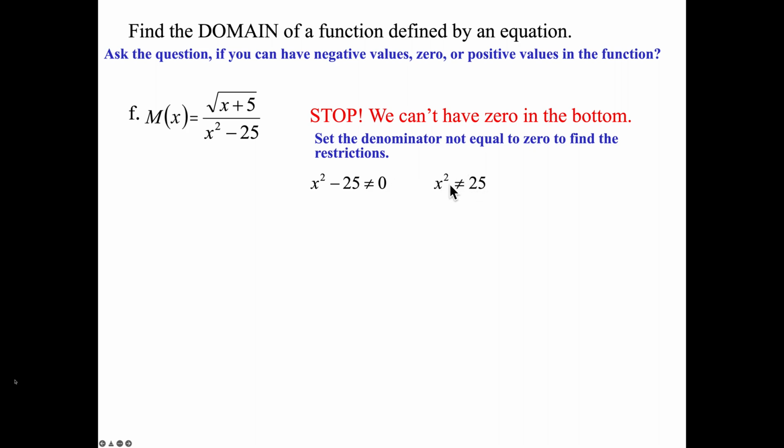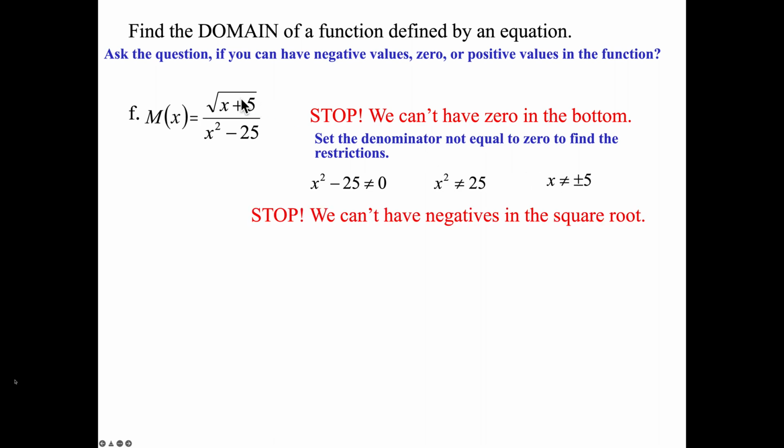Well, there's two numbers that I can have. x squared can be a positive 5 or a negative 5. So you take the square root of both sides. x can't be a positive 5 or negative 5. These are the numbers you can't have. You can have everything else in the denominator but those two numbers.